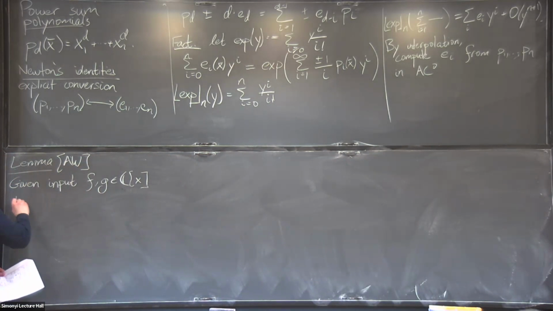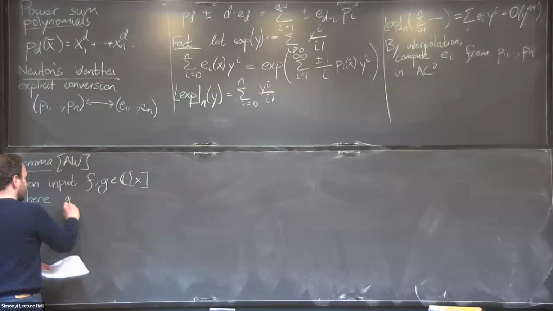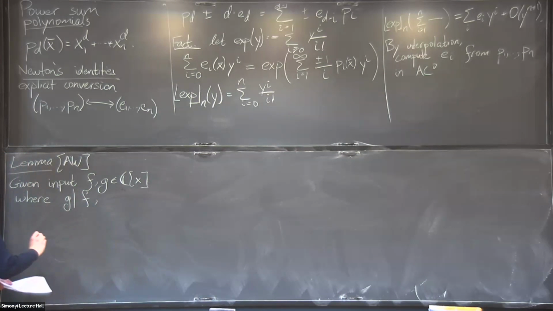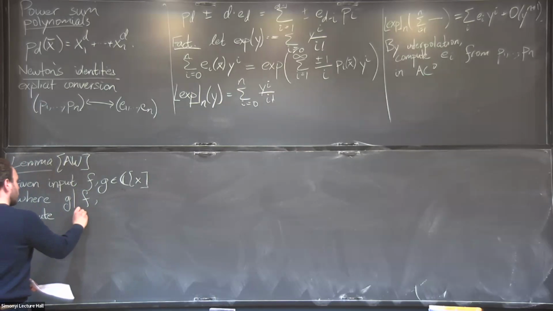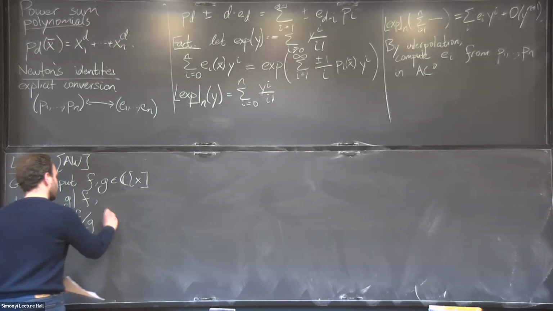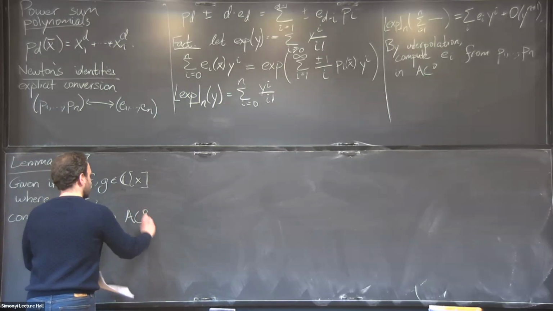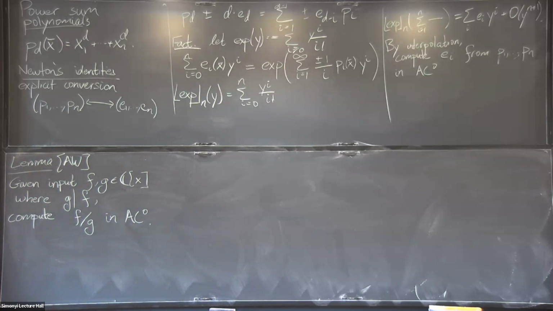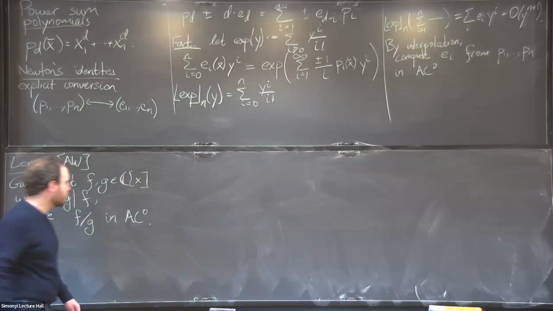Okay, so given this input, this is a promise problem. So the promise is that g divides f. We can compute the quotient f over g in AC0. And already this feels like maybe we're doing something new.